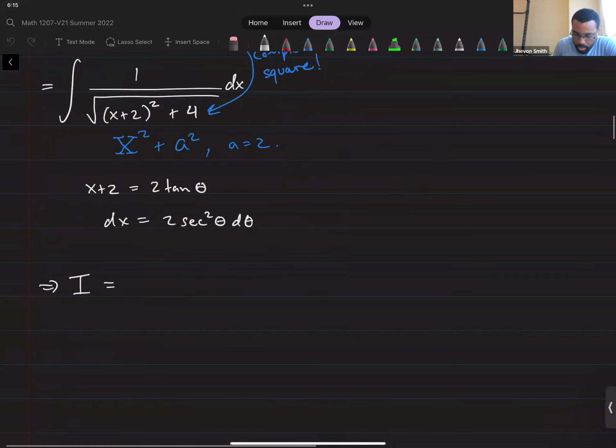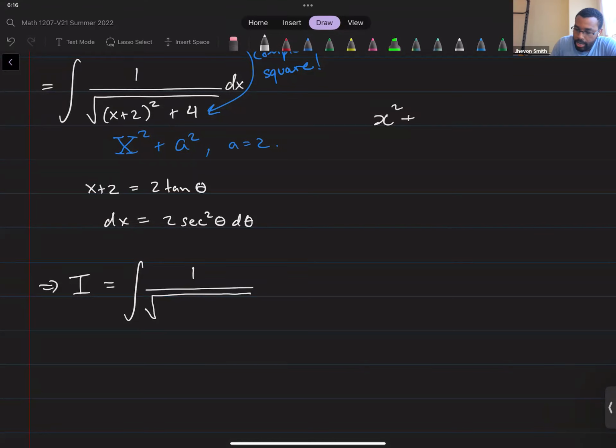Okay, so, I have a question. Yes? So why do you go, when you write the substitution, after you complete the square, you have x squared plus a squared, and a is equal to 2. Why do you just go straight to x plus 2? Is it just because you're getting rid of the squares? Yeah, because we know that the form that we need is x squared plus a squared, and that leads to x equals a tan theta, right?